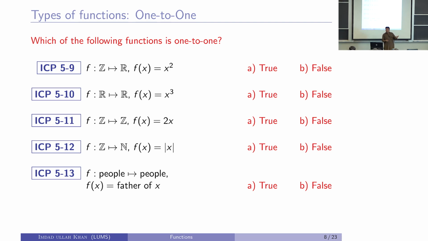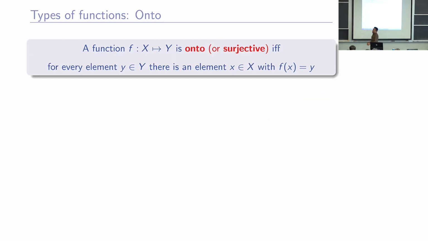Yeah, it's not one to one. I don't know, false or true. It's not one to one, right? I wanted you to understand how to check whether a function is one to one or not, right? You answer whatever you want to answer. Okay, a function f is called, second property, second type of function.